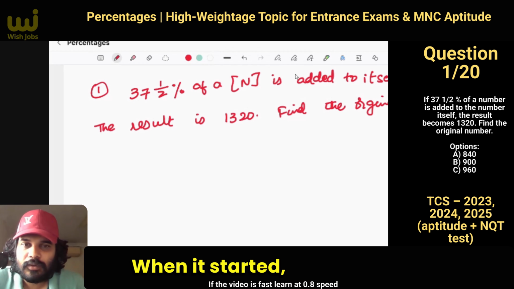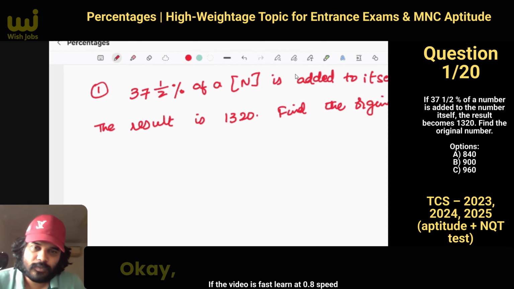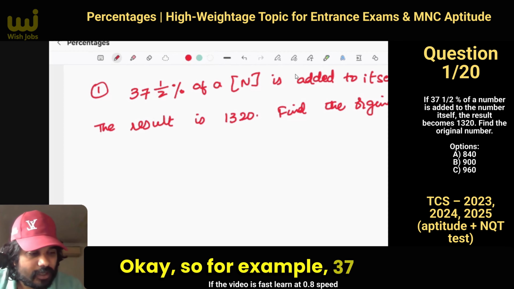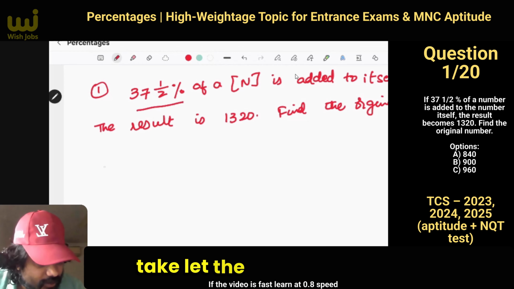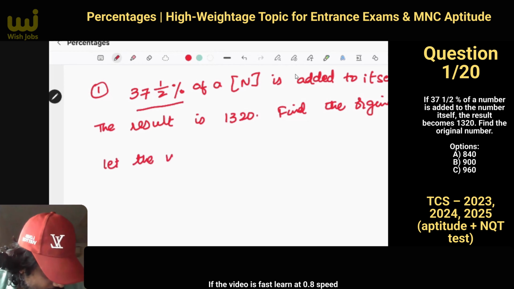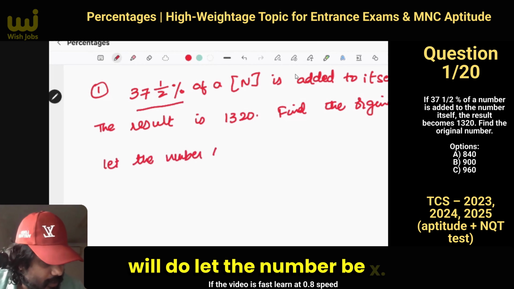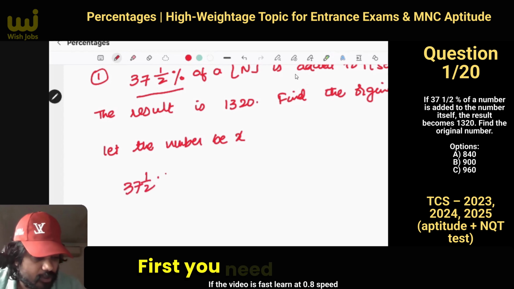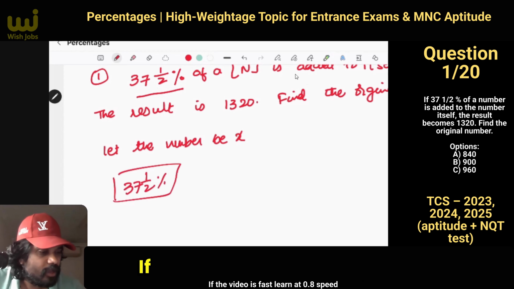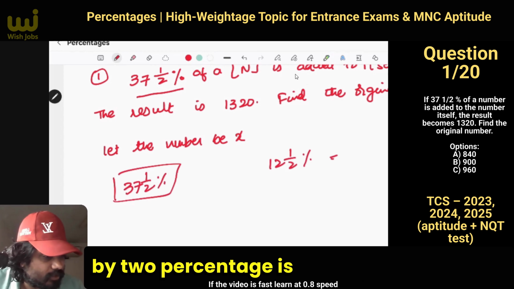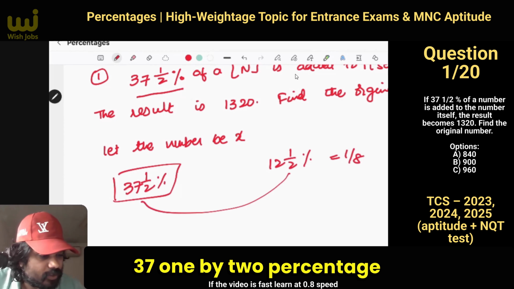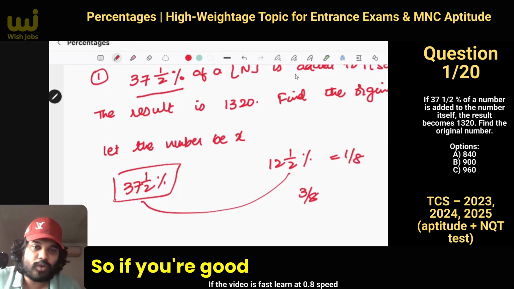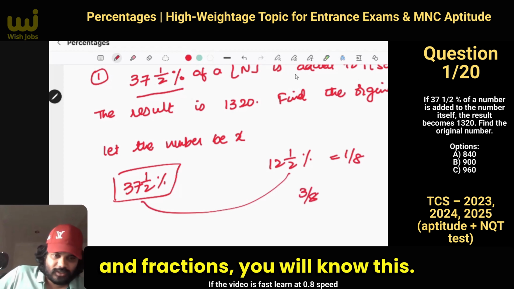Yeah, when it's added, it gives a result of 1320. So we will be doing it by the manual method. In the traditional method, let the number be x. First you need to convert the percentage into a fraction. If you know that 12 1 by 2 percentage is 1 by 8, then 37 1 by 2 percentage is 3 by 8. If you're good with percentages and fractions, you will know this.